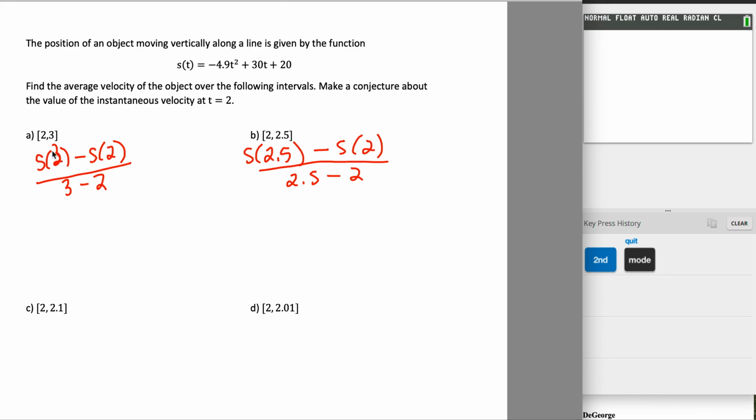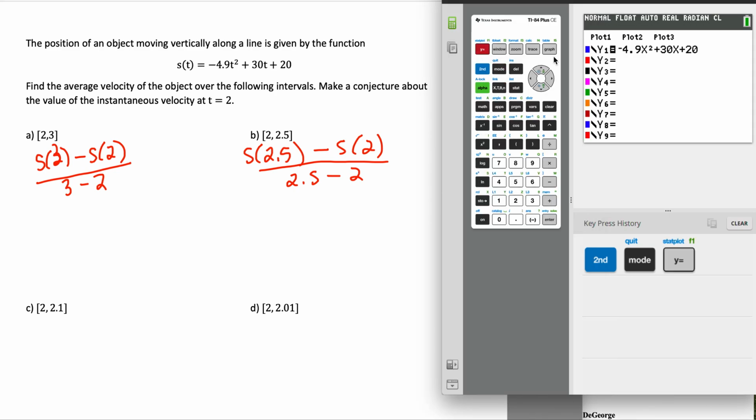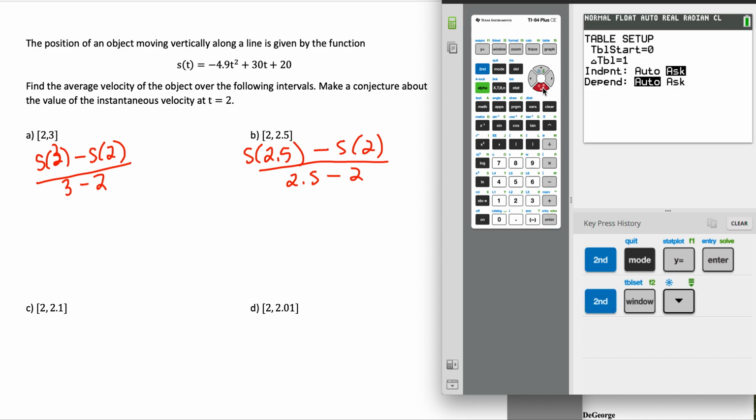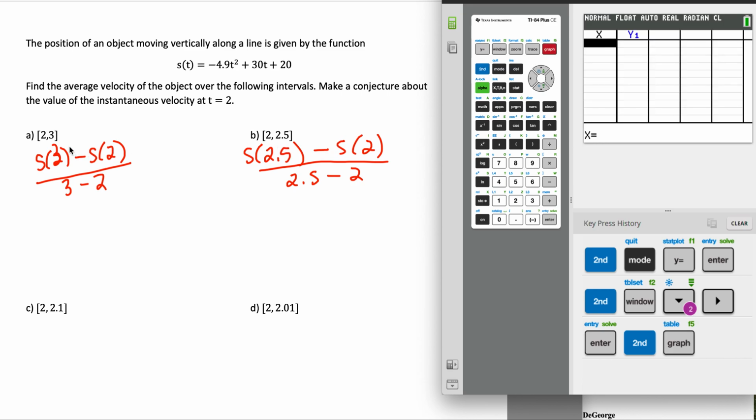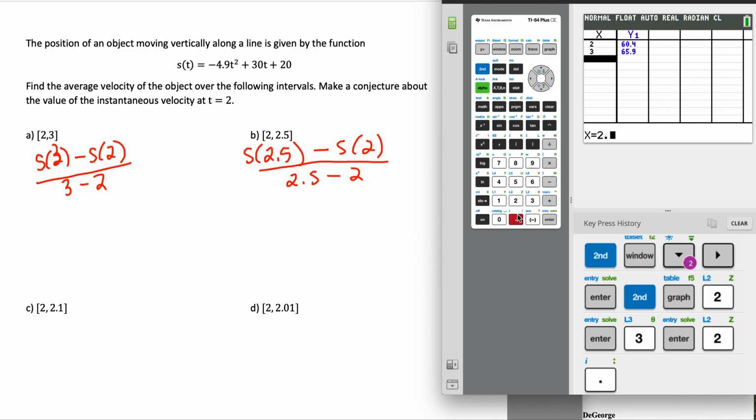So what I'm going to do is take these values, 2, 3, 2.5, and plug them into this function. To do that, I'm going to make a table. To make a table in your calculator, you go to the y equals and you type in your equation. So I typed in negative 4.9x squared plus 30x plus 20. And I'm going to go to my table settings because I want it to ask me what the independent variable is. When it does that, it lets you type in any numbers you want for the x. So I'm going to go to my table and type in these values I need for x, like 2 and 3 and 2.5. And notice every time I type in an x value, it spits out to me the y value, or the value of the function at that point.